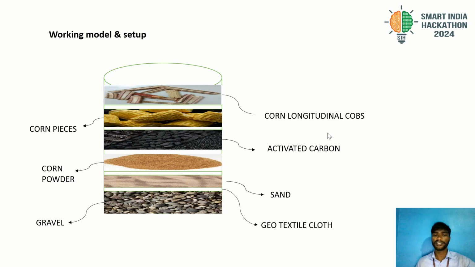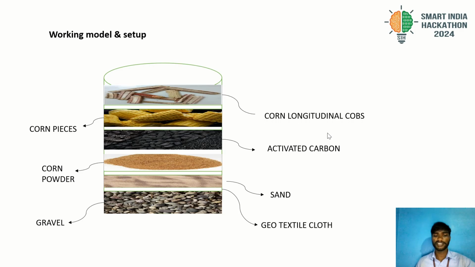Each of these layers plays a crucial role in filtering wastewater. The multiple layers ensure that contaminants are trapped at different stages of filtration. As the water moves through these layers, impurities are naturally filtered out, leading to cleaner water. This is not just innovative, but is also a step towards sustainability by utilizing what would otherwise be waste.